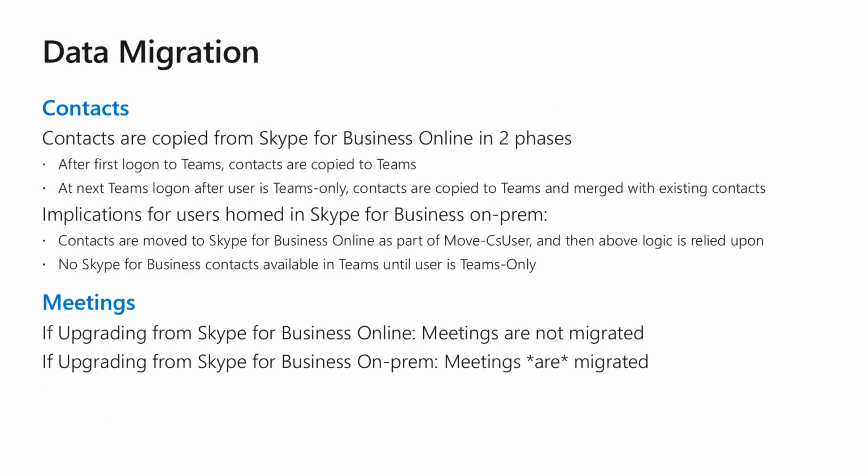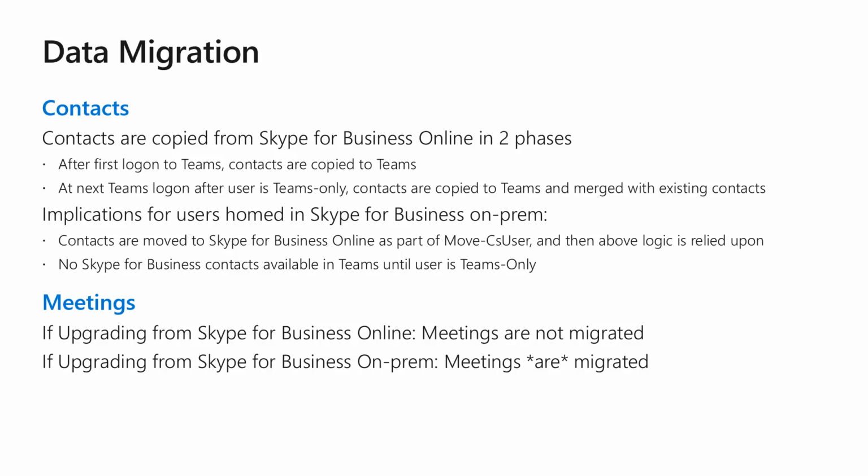From a data migration standpoint, your contacts are copied into Teams in 2 phases. The very first time you log into Teams, your contacts are copied from Skype for Business Online into Teams. At the next Teams logon, after you have been fully upgraded, meaning you've had the Teams only coexistence mode applied, your contacts are copied again to Teams and merged with any existing contacts that you have.